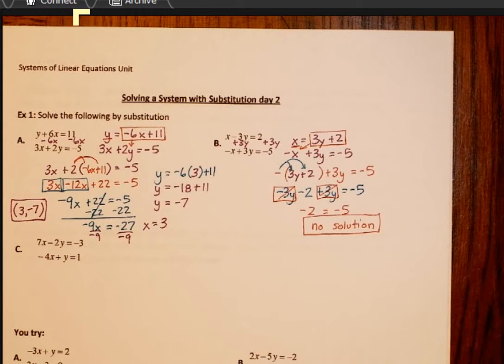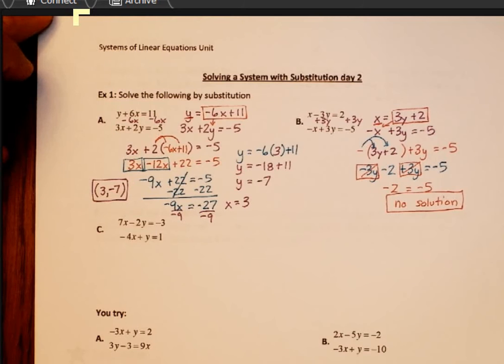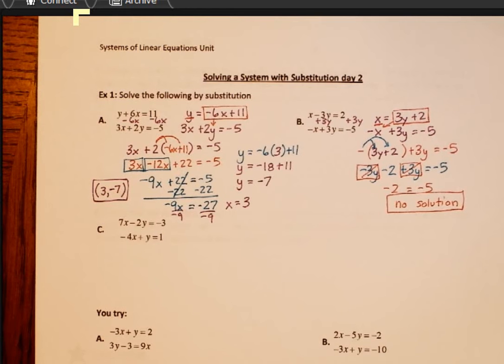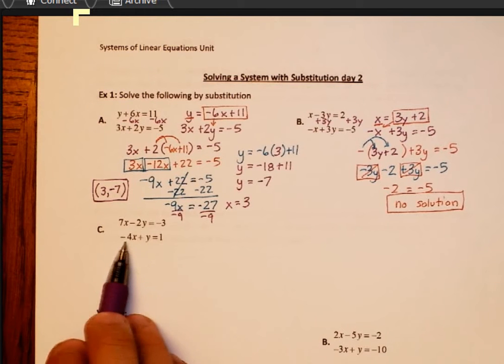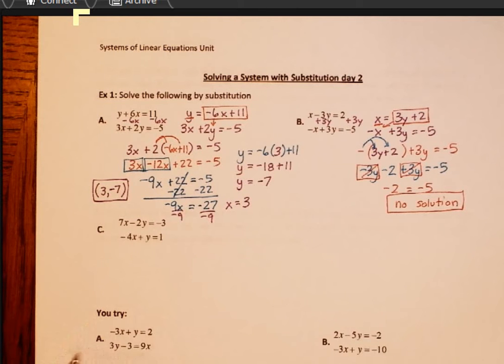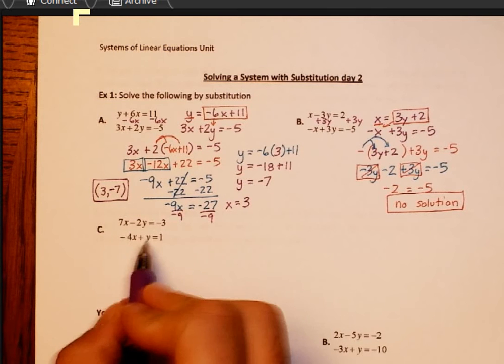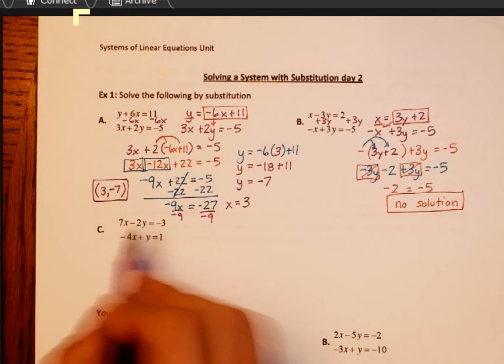In C, here I have 7x minus 2y equals negative 3, and negative 4x plus y equals 1. So again, like the previous problems up above, I want to go ahead and solve either the top equation or the bottom equation for one of the variables.